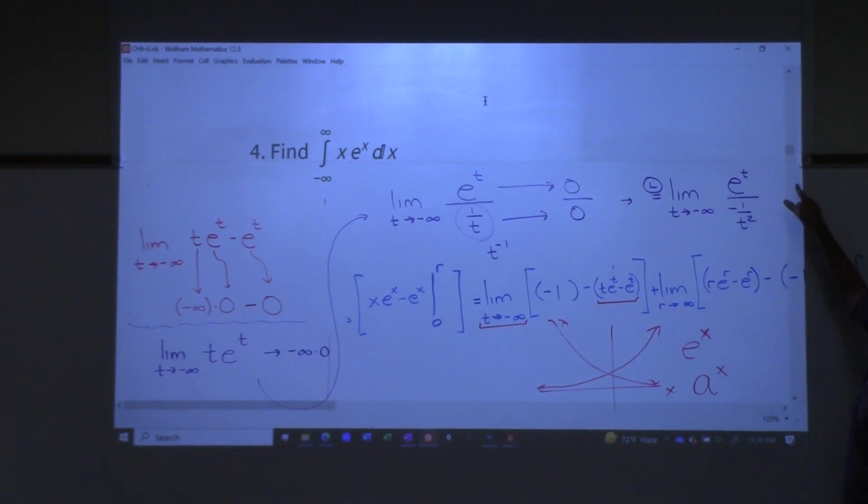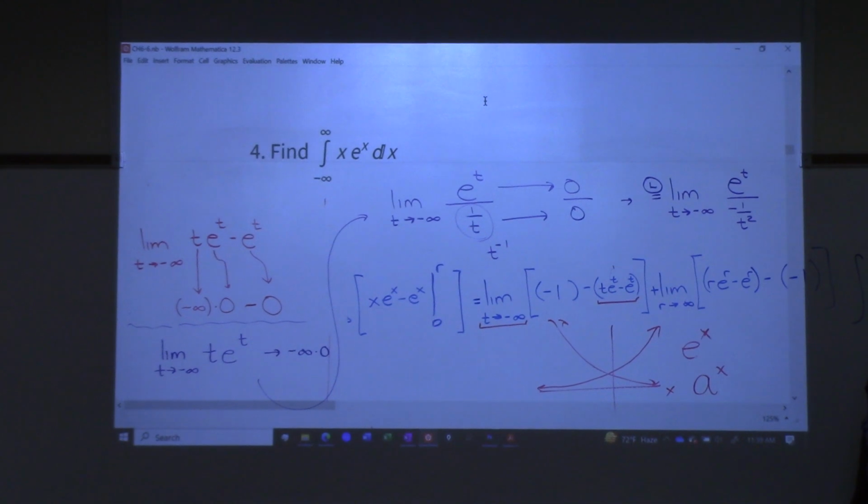I'll get e to the t on the top, and on the bottom I think next time I'm going to get a positive 2 over t cubed. And then next time I'm going to get stuck. So would you say that all that first interval diverges? Nope. I'm not going to say that, I'm not going to give up.